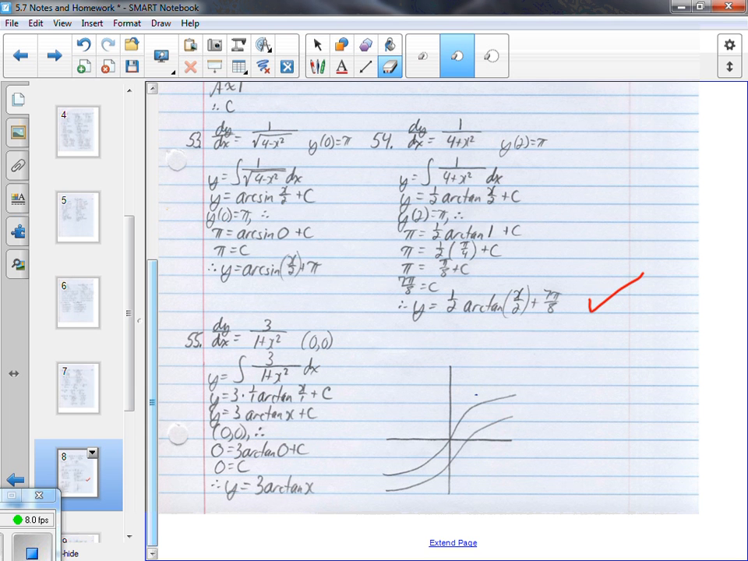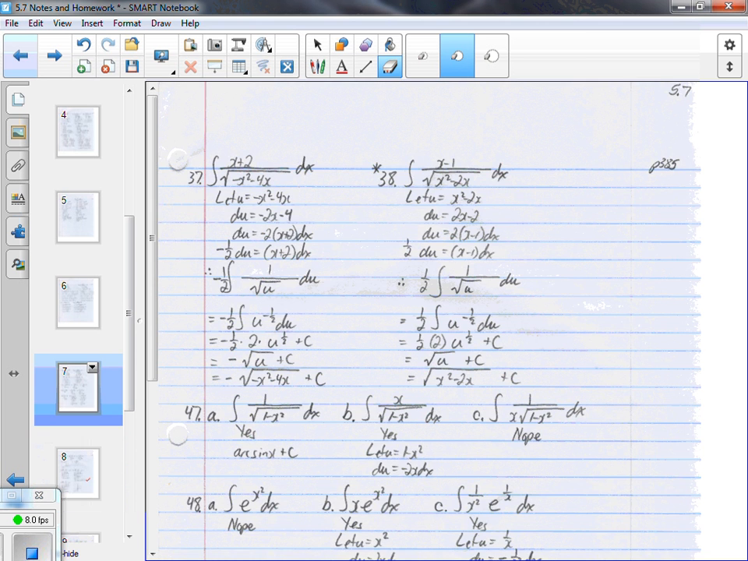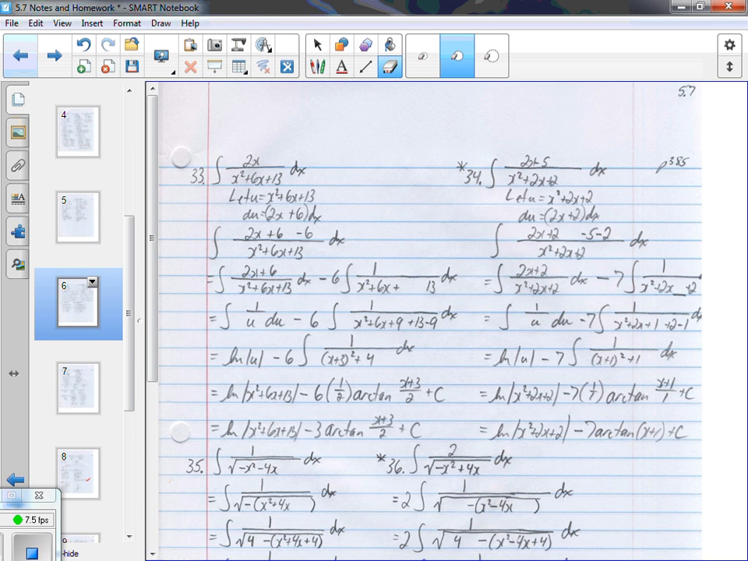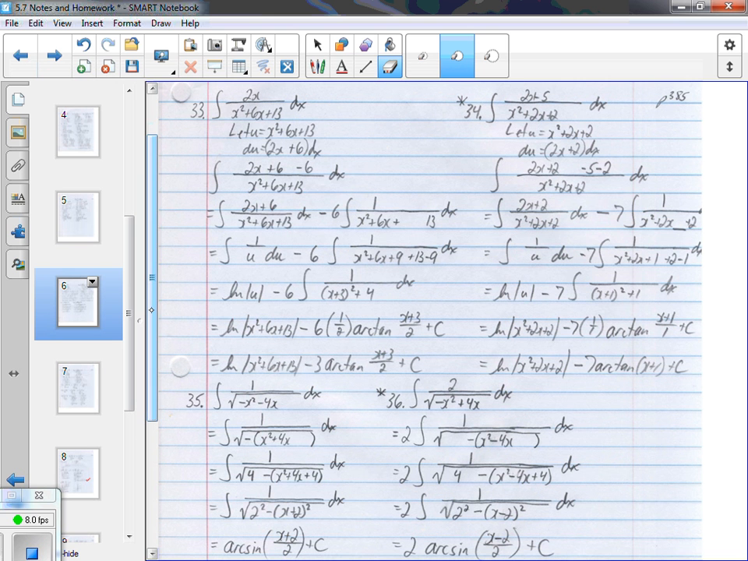33. Right on 33, we're finding the integral. They tell us we may need to complete the square, and we don't right off the bat, at least not the way I worked it. And I really do mean at least not the way I worked it. There may be another way. There may be a better way. This is the way I worked it.